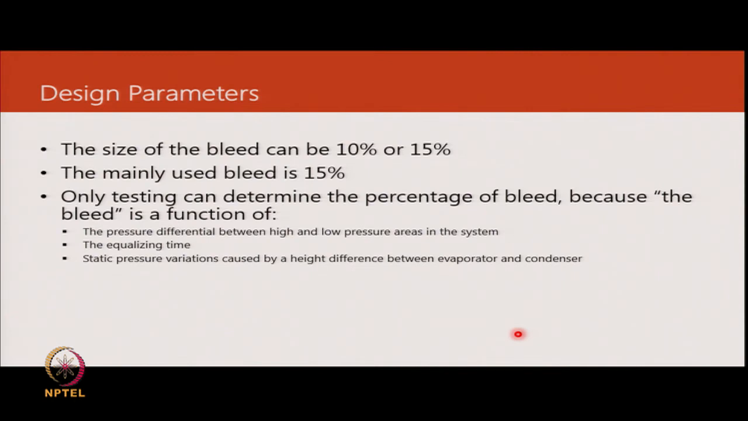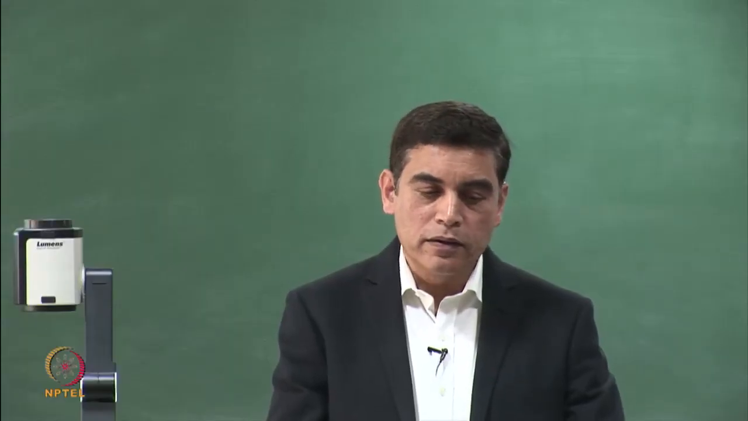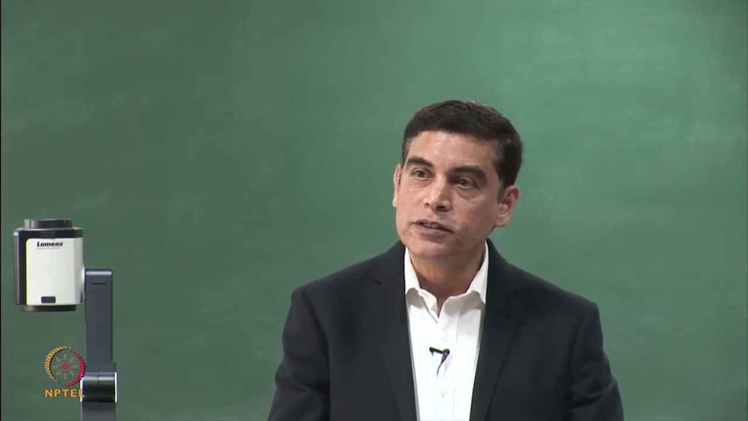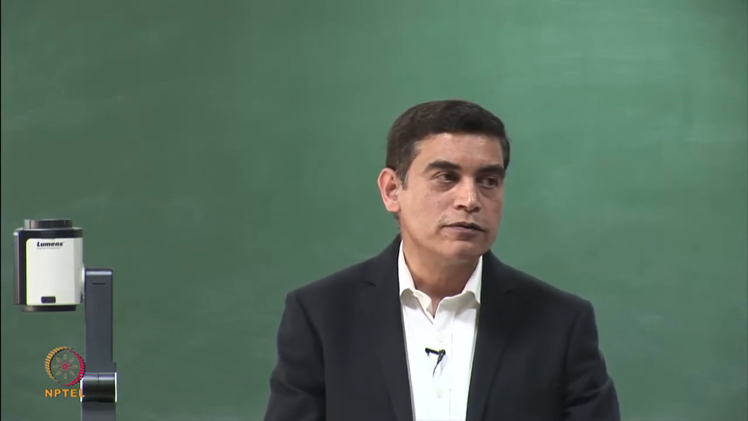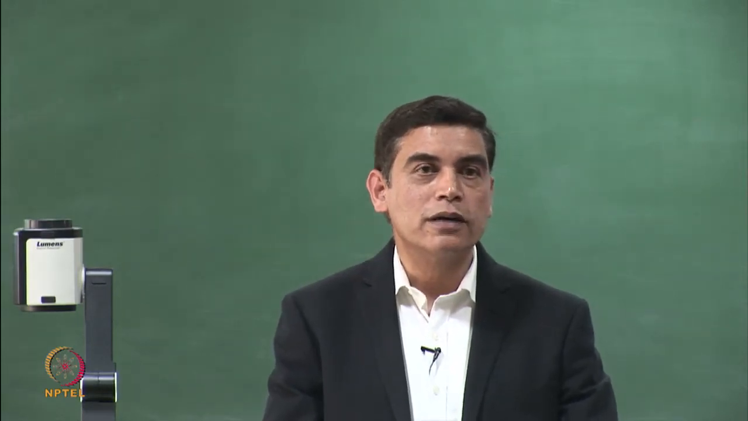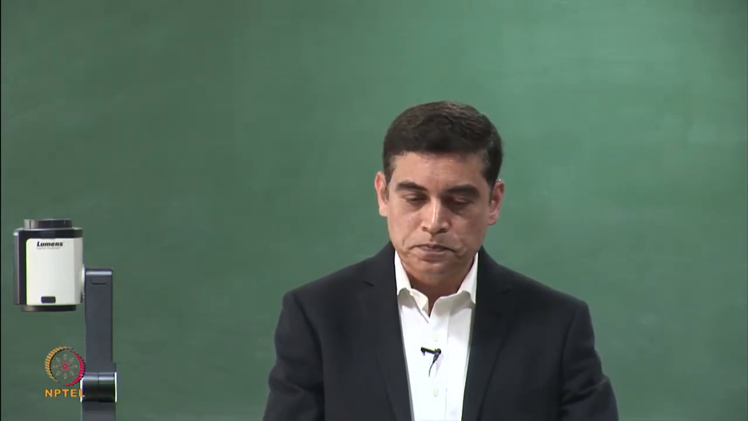Then in terms of design parameters, the size of the bleed can be 10% or 15% of the total refrigerant flow that we have sized the expansion valve for. And there is no thumb rule except doing a test to find out what percentage bleed would be sufficient. So, this is a part of the rigor of proving system performance during reliability testing, that we have addressed this comfortably and there is no issue.